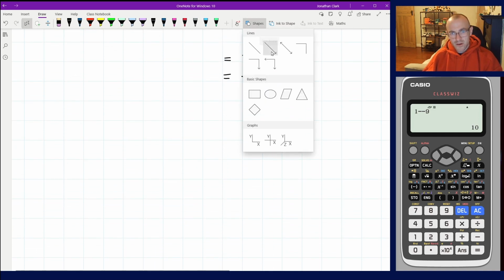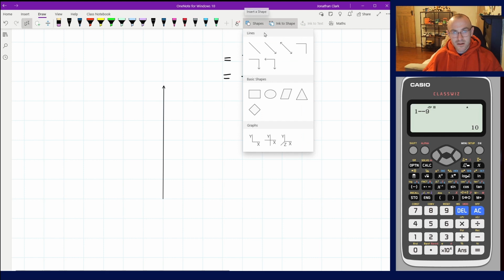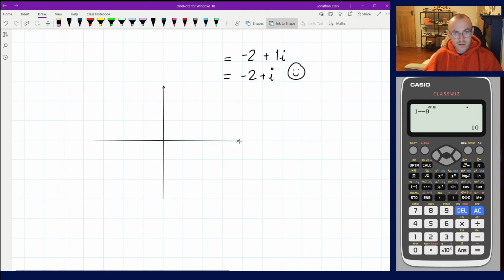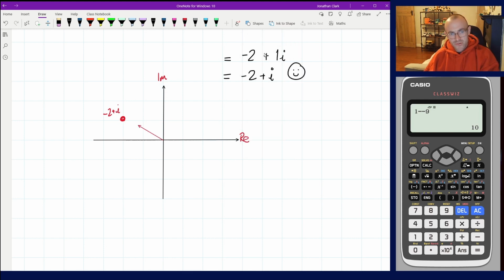So to do that, I'm going to quickly draw an Argand diagram so I can see where the complex number is. So -2 plus i. This is the real axis. This is the imaginary axis. -2 plus i is going to be back here. And the modulus is measuring how far we are away from the origin. It's measuring that distance there.